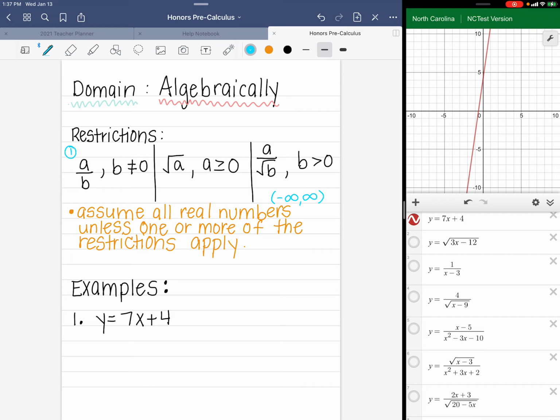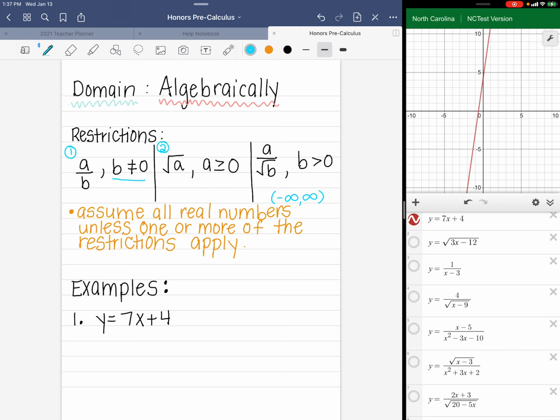So restriction one is if I have a fraction. And why is that important? Well, you can't have a denominator in a fraction equal to 0. So if I have a denominator, then I have a restriction. Okay, and if we have that restriction, then we're going to set that denominator equal to 0, or set it not equal to 0 because it cannot equal 0.